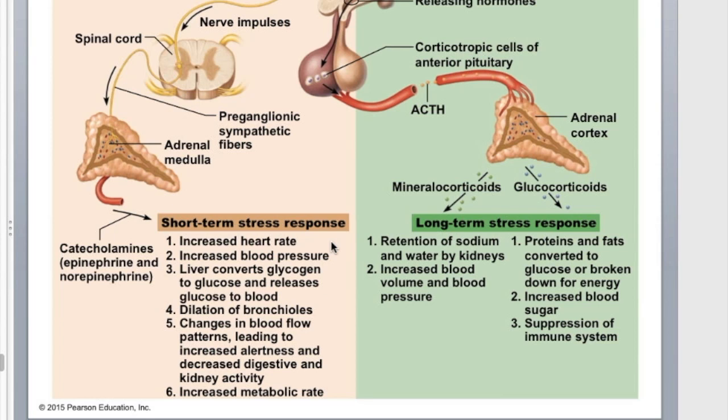Same kind of thought process as what your short-term stress response does, only your short-term stress response is initiated by an actual neurological impulse, whereas your long-term stress response is stimulated by the release of a hormone from the pituitary gland, being the ACTH. The ACTH releases the mineralocorticoids, which retain sodium and water and increase your blood pressure. The other side of it is your glucocorticoids, which convert protein and fats to sugar. Sugar will go into your bloodstream, increasing your bloodstream sugar levels, as well as decreasing your immune response.